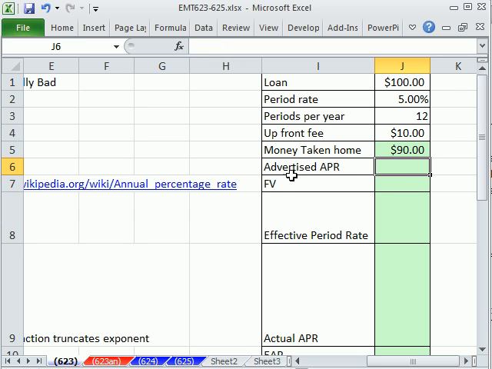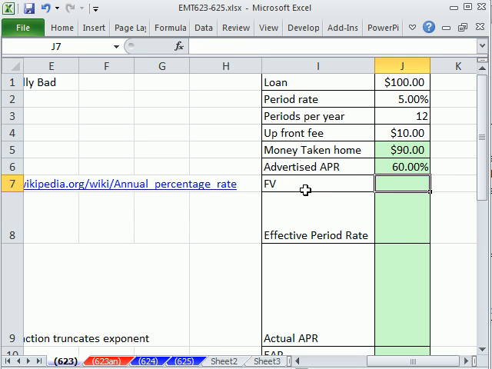Now, what is the advertised APR? Well, APR is defined by period rate times number of periods per year. So there's our advertised APR, 60%. Still seems pretty terrible. I mean, from a borrower's point of view, it's terrible. From an investor's point of view, man, I'd love to find something that returns 60% APR.